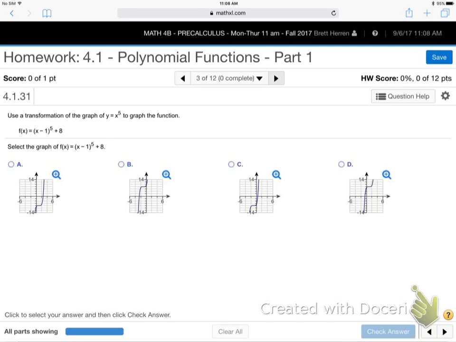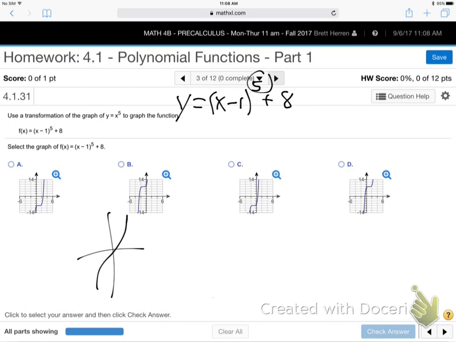Okay, so they have x minus 1 to the 5th plus 8. Okay, so 5th power, it's a snake, right? It's a 5th power snake kind of thing. So what's this plus 8 out here going to do? Up 8. And what's this minus 1 here going to do? Right, because it's opposite. X always opposite, so right one. So basically it's the snake that's moving, where the center, the very center, the origin of the snake, has been moved right one, up 8.